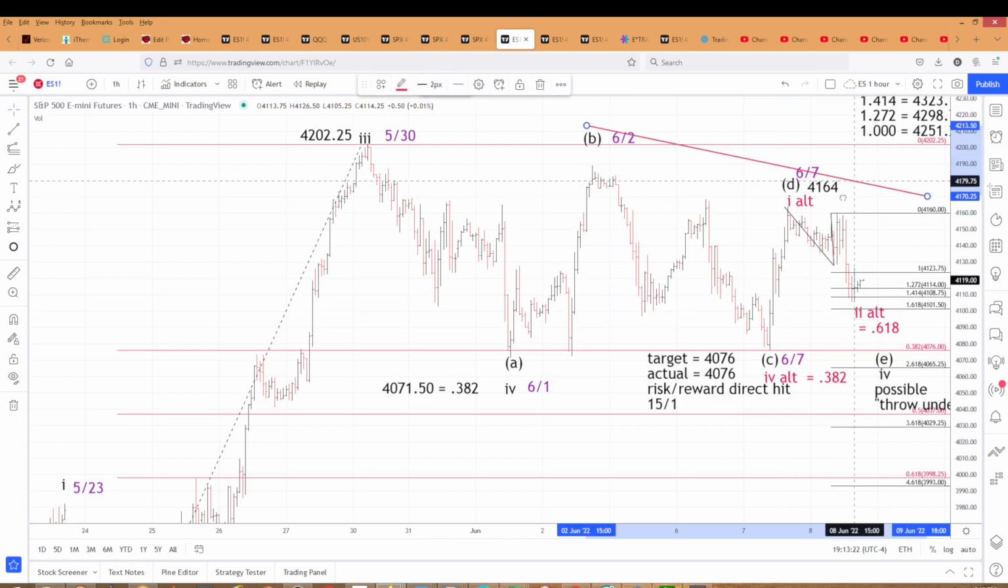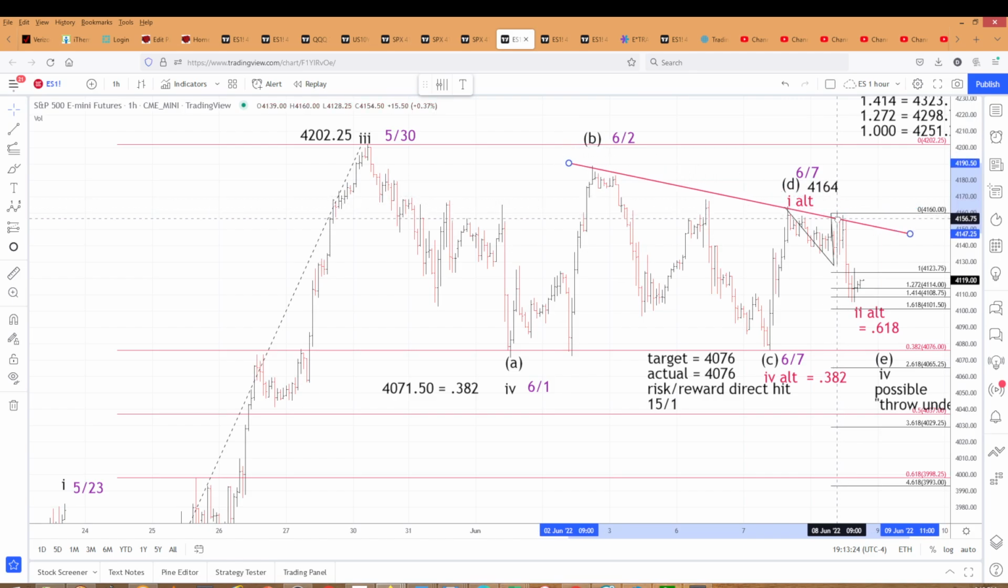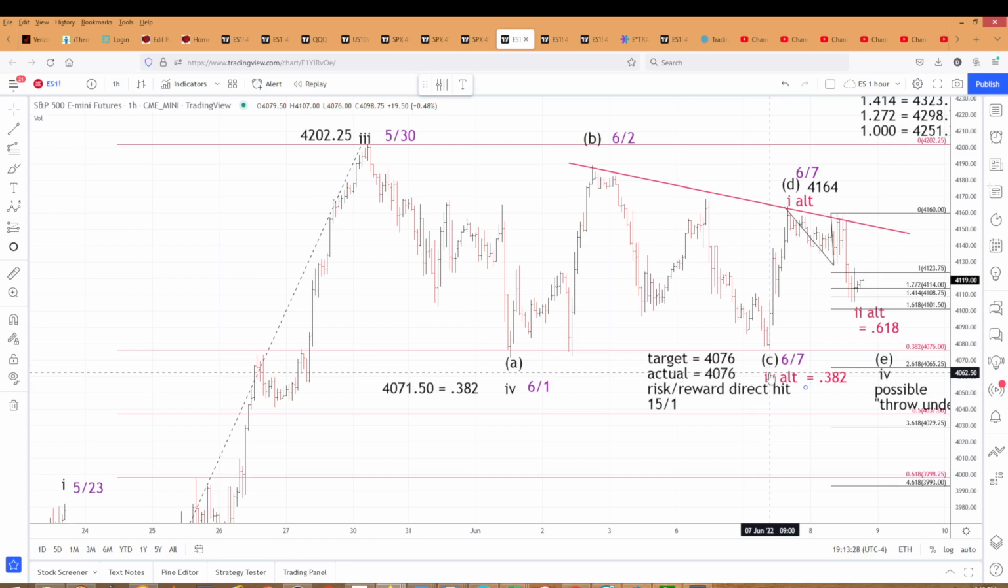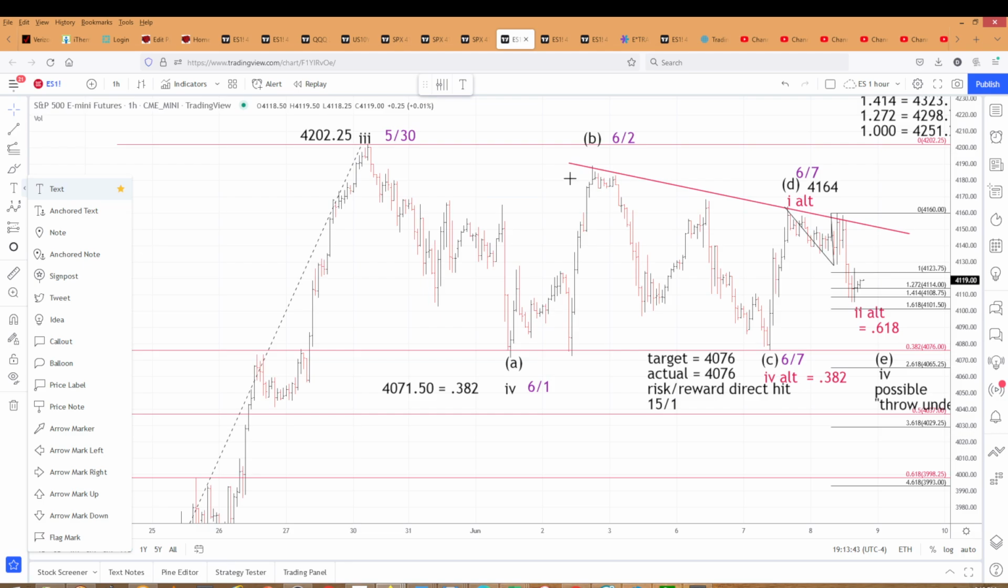And I just moved that accidentally. My apologies, guys. There we go. But there is an alternate count where 4 is complete right here, and we're beginning 5. It's still a series of 1s and 2s, 1s up and 2s down. But if it hits above this 41.64, and especially, excuse me, this is 41.89. Let me type that in there real quick because that's important.